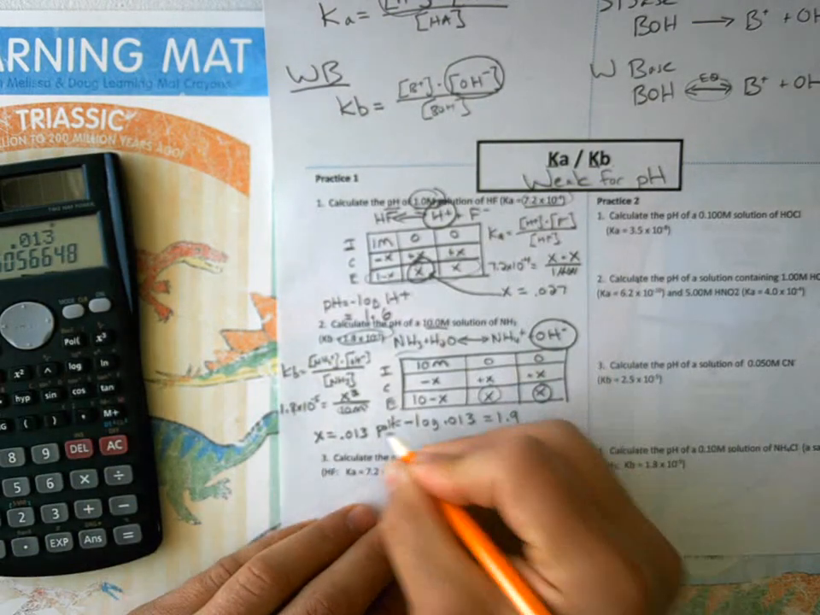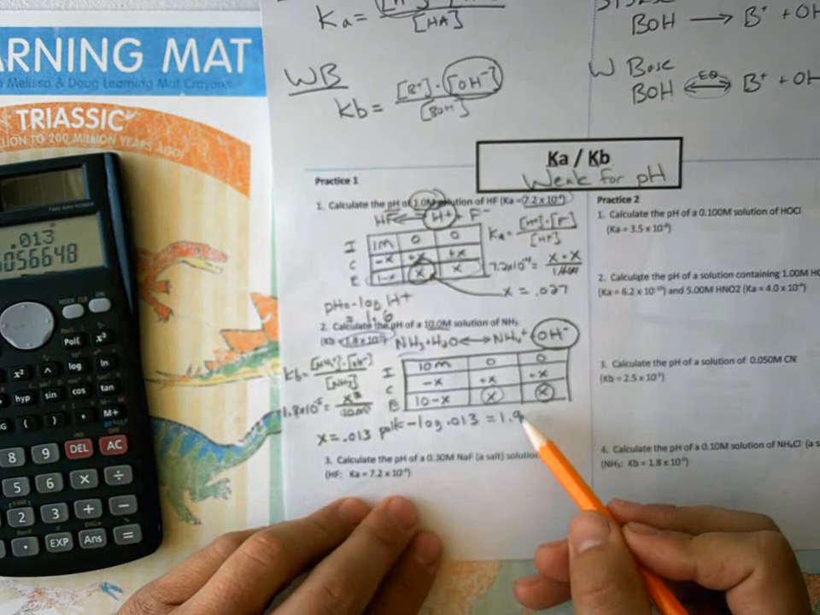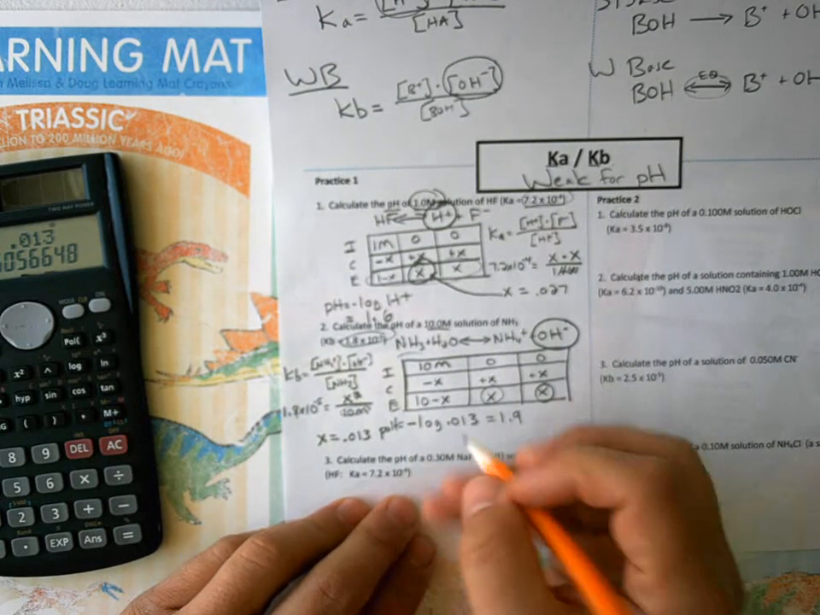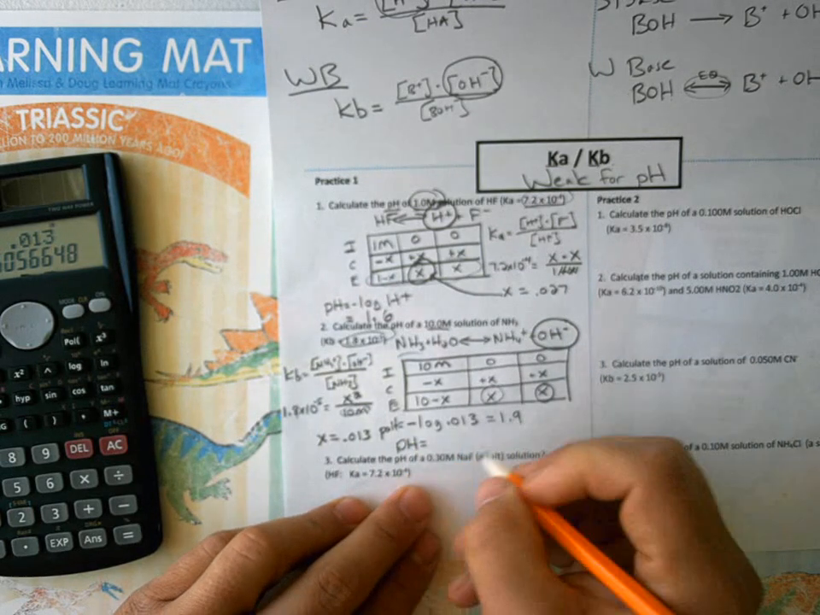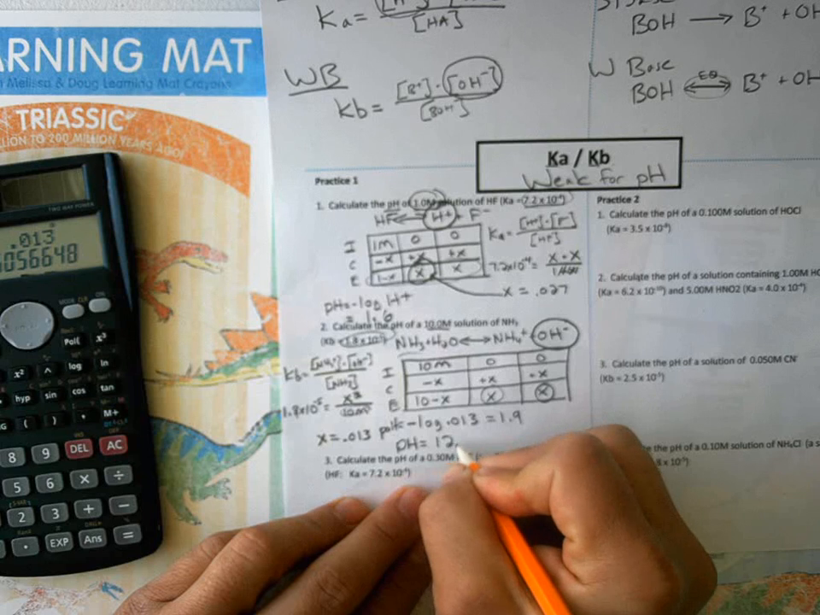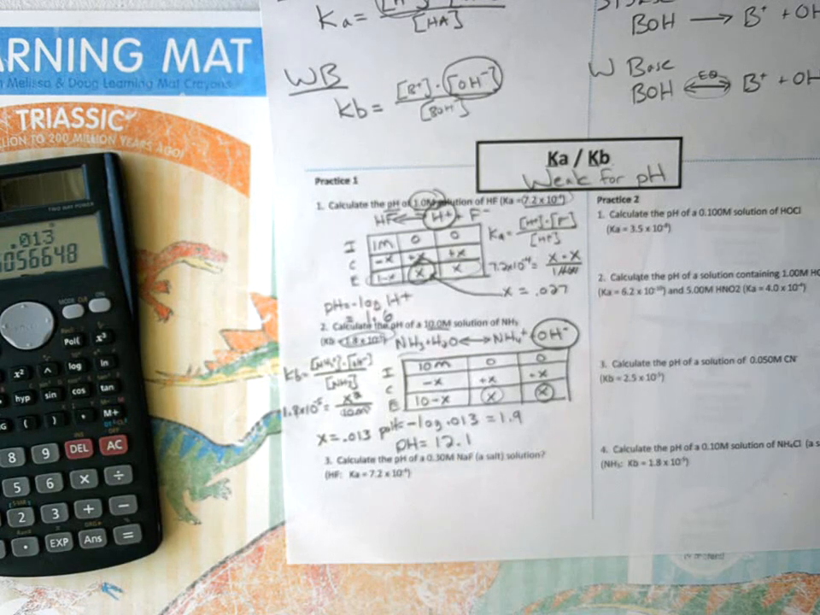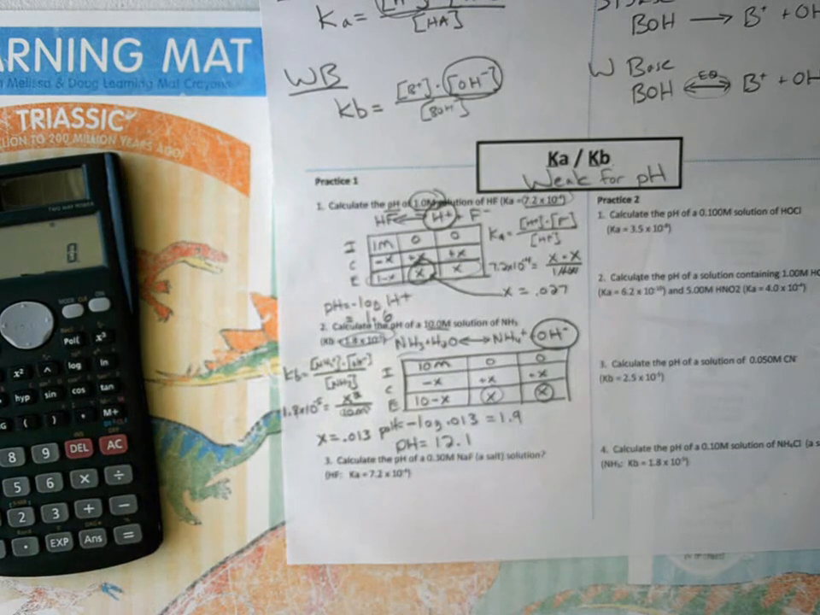And again, that's pOH. It wouldn't make sense to me that a base has a pH less than 7. So now let's subtract that from 14. And that means my pH would be 12.1. Okay, now it makes sense that this is a high pH.